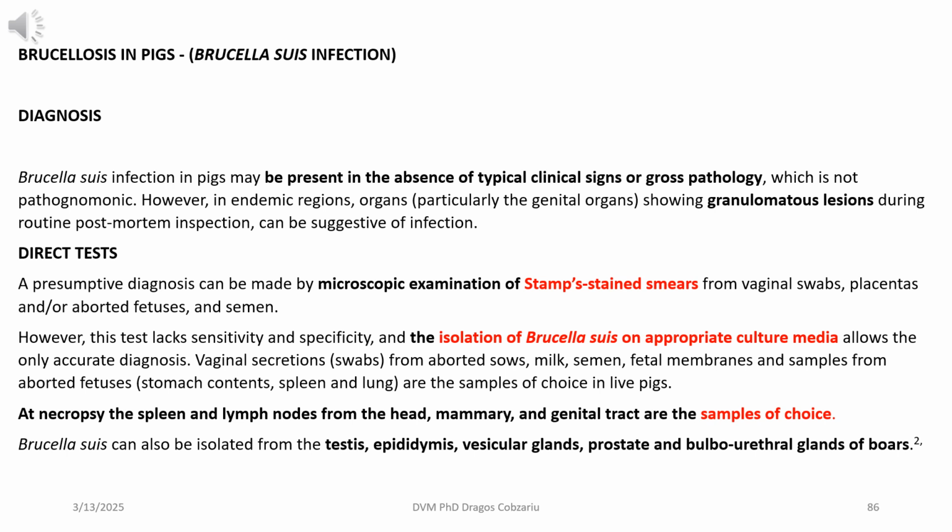Vaginal secretions, swabs from aborted sows, milk, semen, fetal membranes and samples from aborted fetuses, stomach contents, spleen and lung are the samples of choice in live pigs. At necropsy, the spleen and lymph nodes from the head, mammary, and genital tract are the samples of choice. Brucella can also be isolated from the testis, epididymis, vesicular glands, prostate and bulbourethral glands of boars.